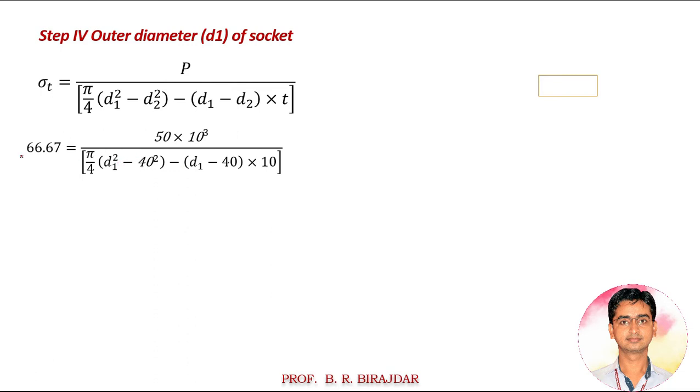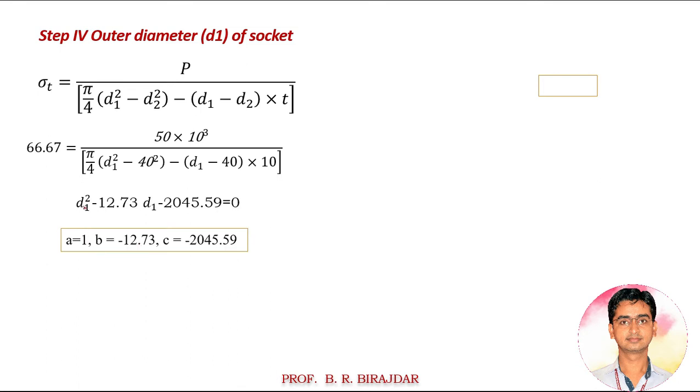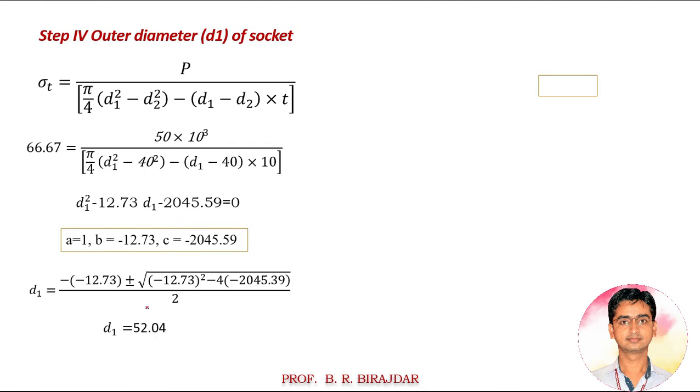Then again we will cross multiply and reduce this equation, then we will get the quadratic equation like this. So d1 square minus 12.73 d1 minus 2045.59 equal to 0. Again this is a quadratic equation, and we know how to find the root of this. Here the value of a is 1, b is minus 12.73 and c is minus 2045.59. Then we will put these in the equation and we will get the value d1. By solving this we will get d1 as 52.04 mm, and again we will round it up to 55.